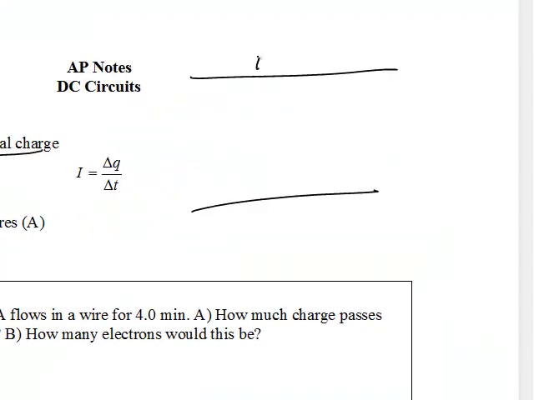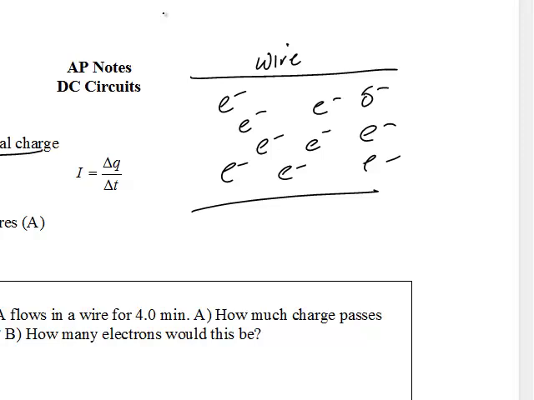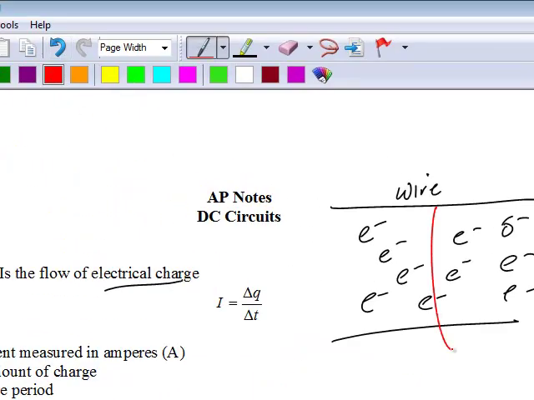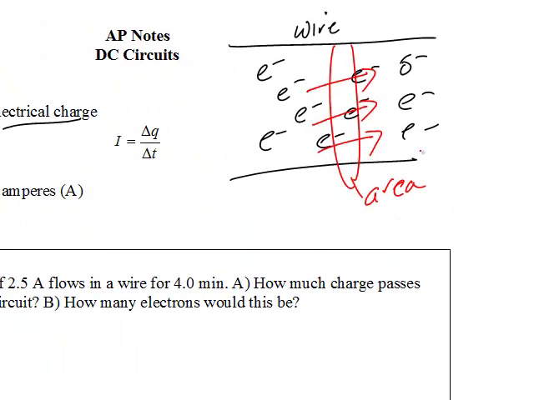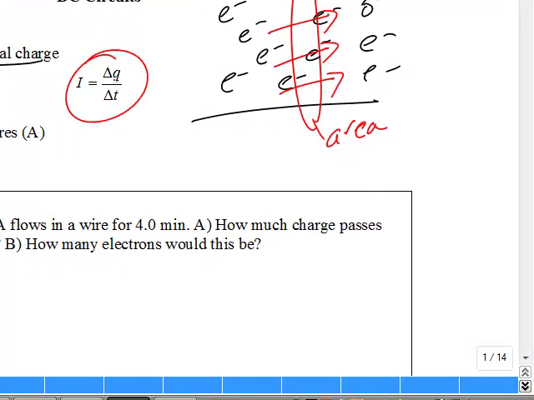And so if we have a current carrying wire, we know there are a bunch of electrons that are flowing through this wire. And once they get moving, the current is going to be defined as the number of charges that pass through a given area in a certain time period. And so I is defined as the number of charges per unit time.